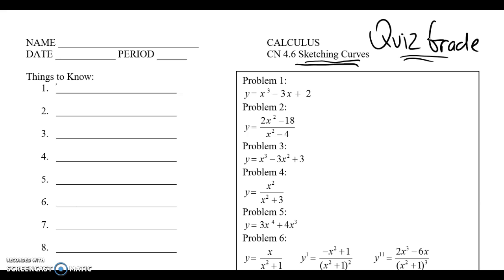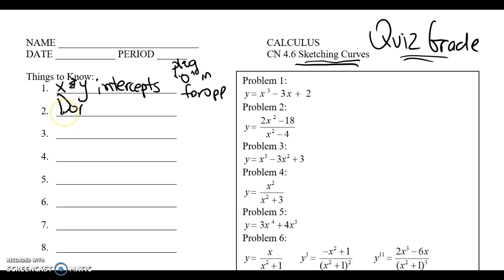The first thing you need to know is how to find x and y intercepts. If you forget how to do that, you're going to plug 0 in for the opposite letter. So if you're looking for the x-intercept, plug 0 where the y is. Looking for the y-intercept, plug 0 in for the x and solve.